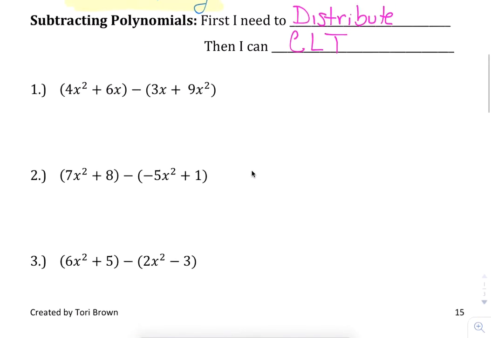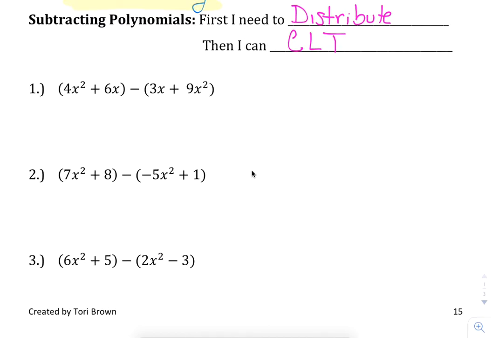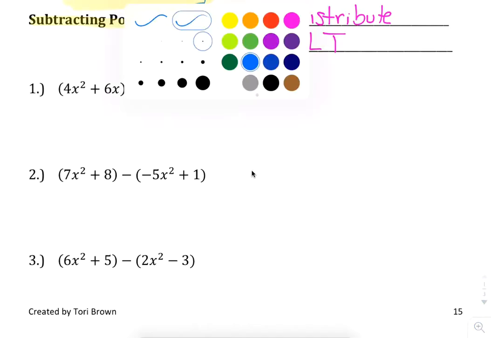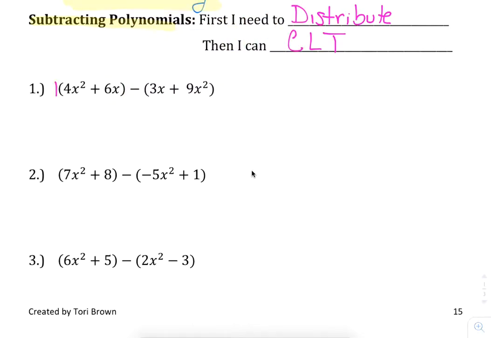All right, subtracting is the exact same as adding. First you're going to distribute, then combine. The only difference is on these problems, when I distribute, it's still a 1, but the middle parenthesis is going to be distributing a negative. So here I'm going to distribute a negative 1. Here I'm going to distribute a negative 1. Here I'm going to distribute a negative 1.